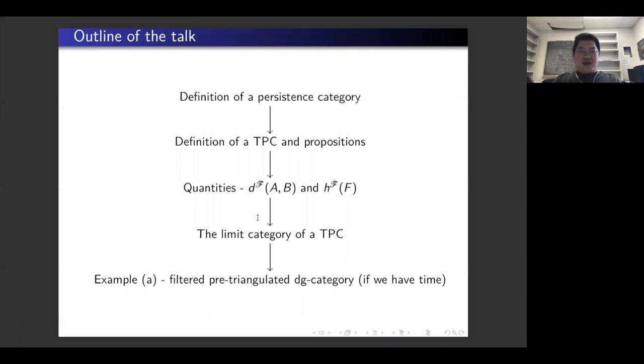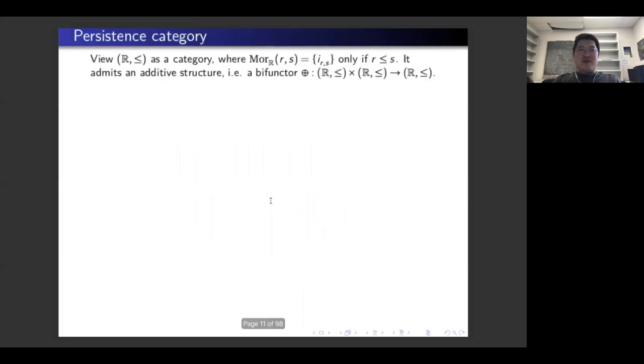Okay, so I will start from the beginning. What's the definition of a persistence category? It's very much like the categorical story about persistence modules. So let's see. R is a category, viewed as a category, and the morphism set is a one-object set only if the first is smaller than the second one. Otherwise, it's an empty set.